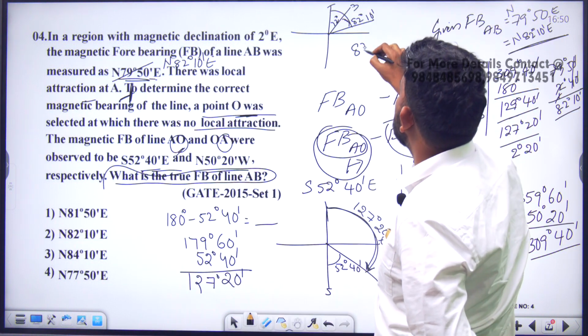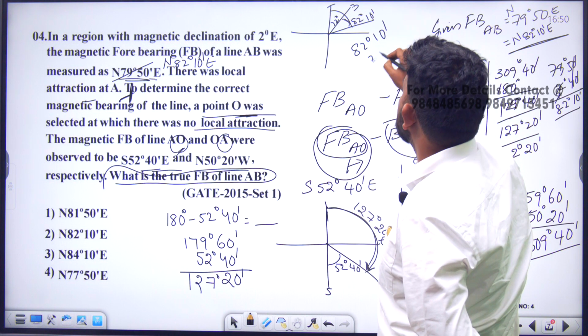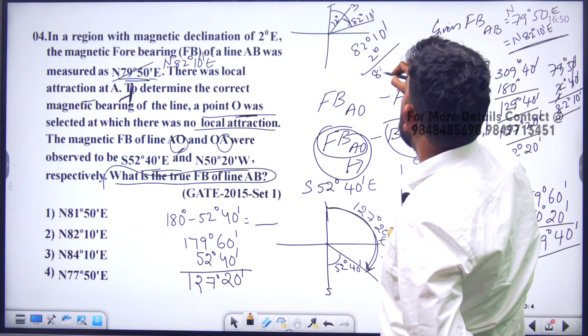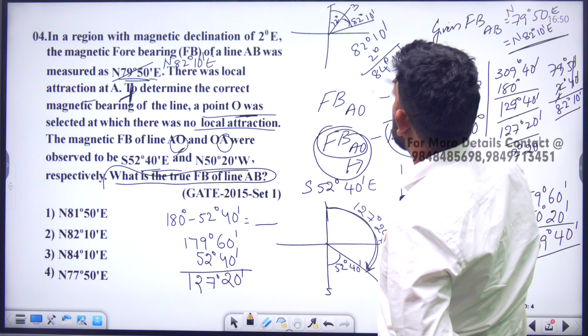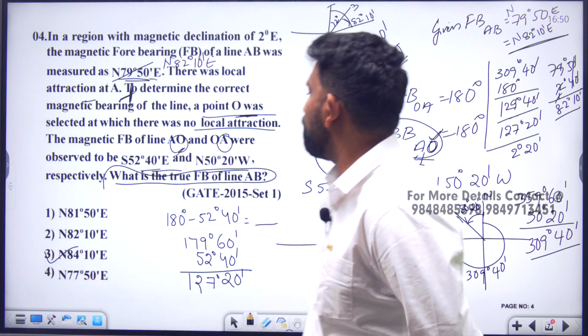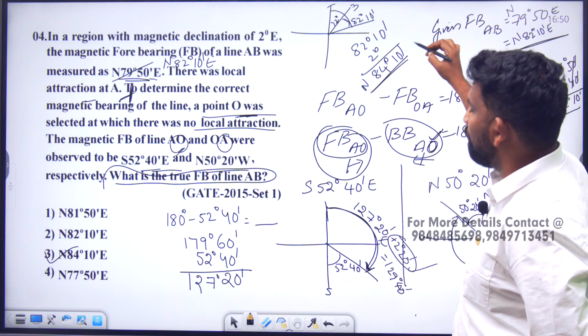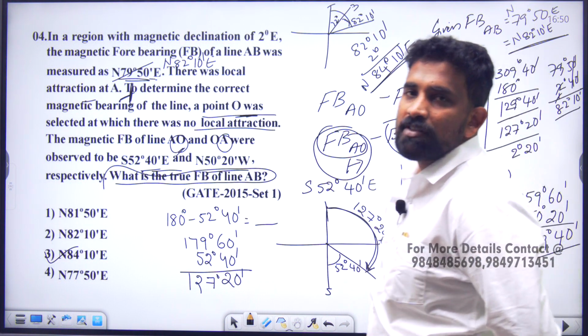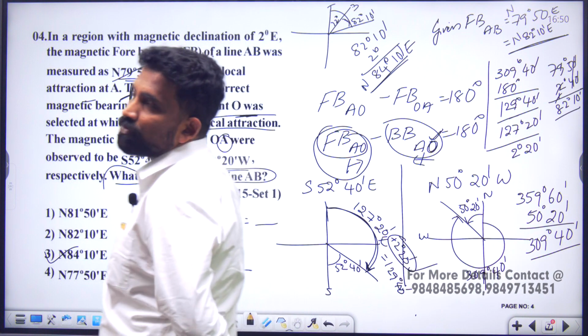Nothing but 82 degrees 10 minutes plus 2 degrees comes out to be 84 degrees 10 minutes, which is the correct answer. Where is it? It is nothing but option 3, north 84 degrees 10 minutes east. This is how we are going to solve this question.